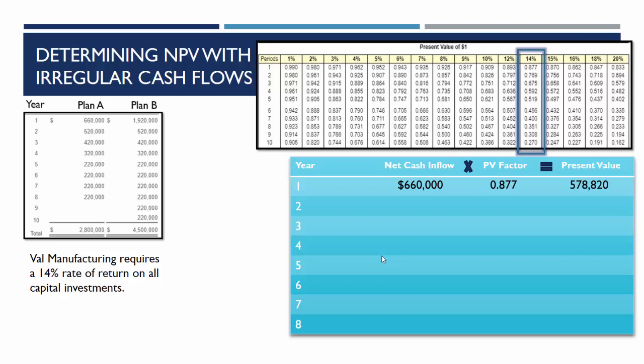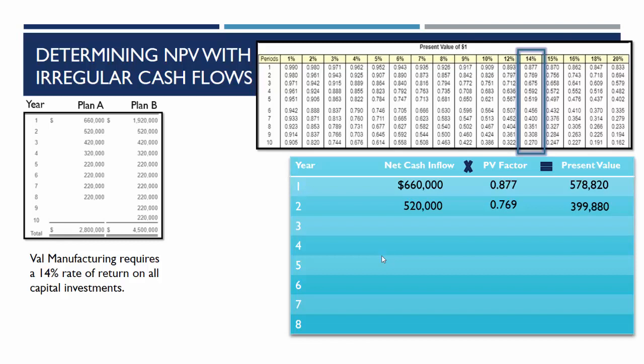So if we multiply our net cash inflow by that factor, we get a present value of $578,820. On to year 2, when we're going to have a cash inflow of $520,000. Well, if we go down to our periods equal 2 row now and go across until we hit the number that intersects with our required rate of return of 14%, that's going to be 0.769. So if we multiply that by our net cash inflow, it's going to give it a present value of $399,880.